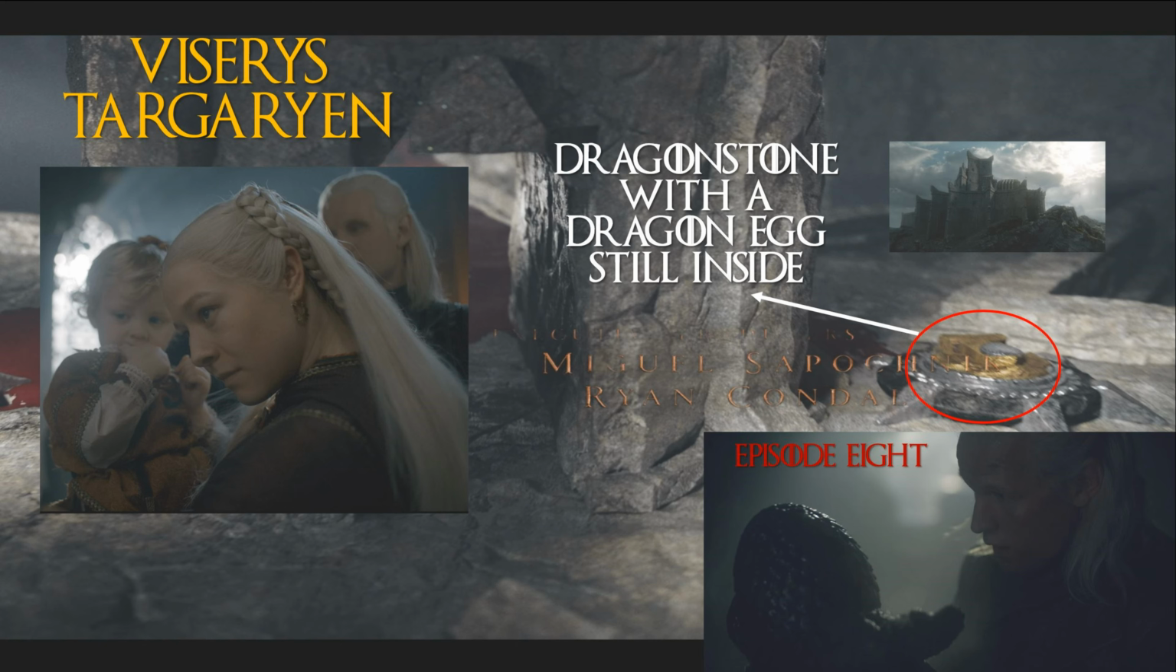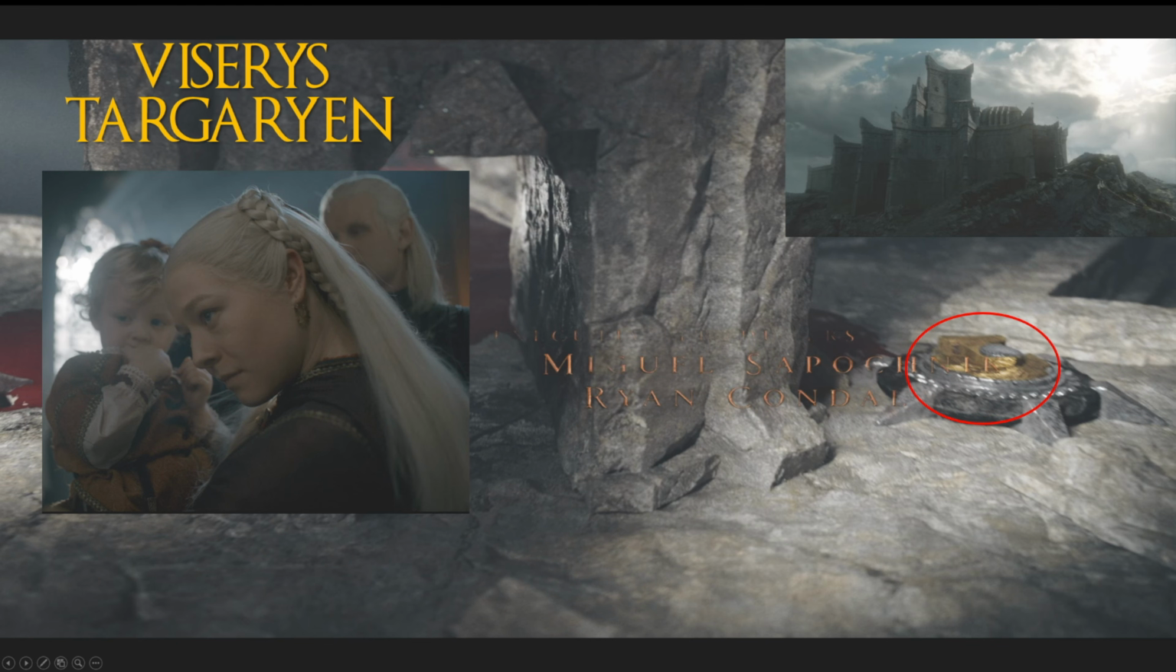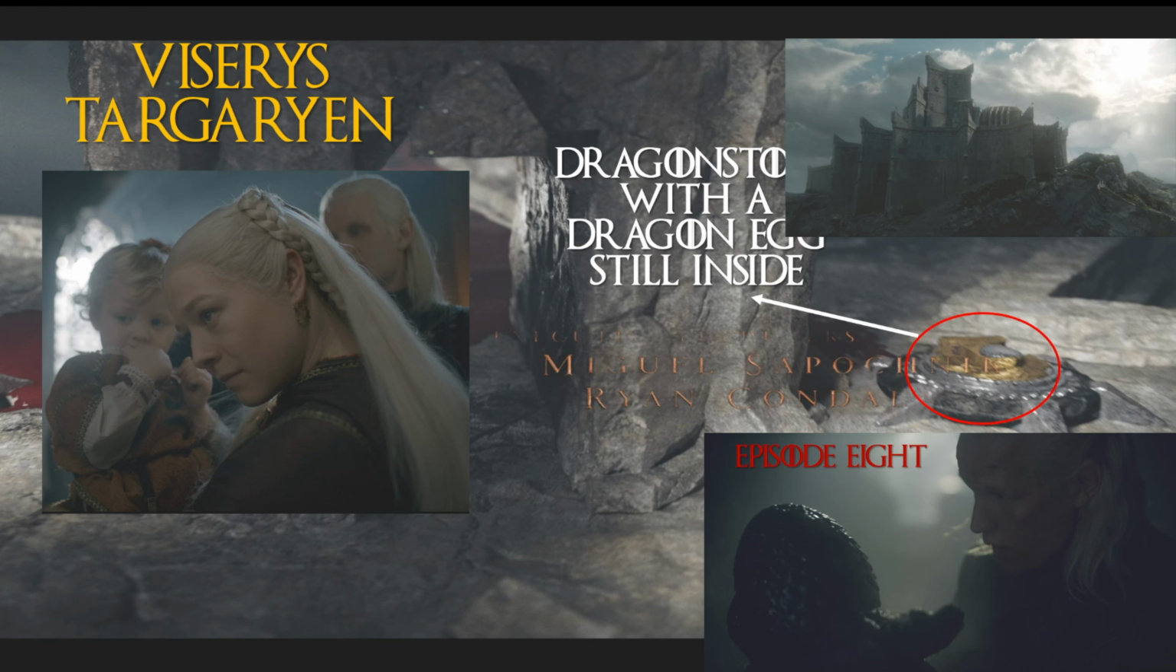On his right is his younger brother Viserys Targaryen, whose emblem is also represented by Dragonstone. Except his emblem also has a dragon egg in the middle, which is probably the egg that Daemon found in the dragon mount of Dragonstone at the beginning of episode 8. Moreover, Viserys Targaryen is famous for having had a dragon egg that never ended up hatching, so his emblem being Dragonstone with the dragon egg still inside it makes sense.